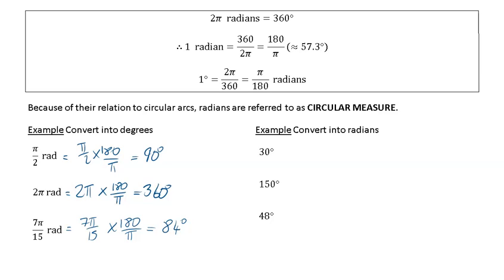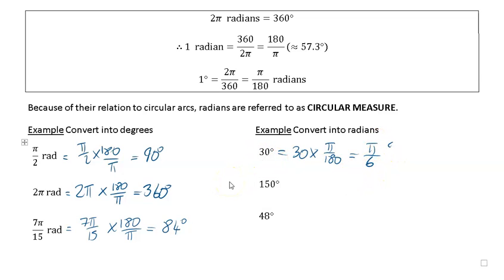Okay, next one, it says convert into radians. So we've got 30 degrees. So 30 degrees is the same as 30, and then to get into radians, we're going to multiply by pi over 180. And then that's going to be equal to pi over 6, and then the wee symbol for radians. Or if you think about it, 30 degrees is 1/6 of 180. So it's just pi over 6.